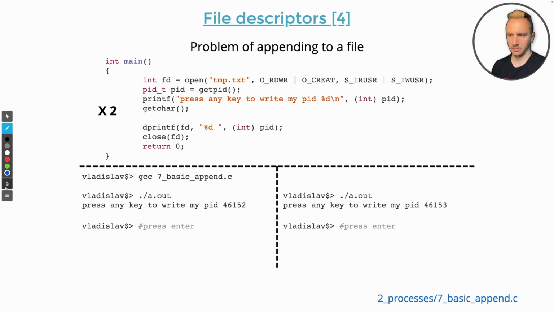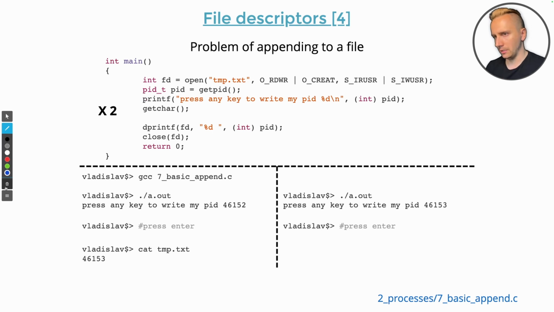Intuitively, I would expect that now the file will contain the numbers 46152 and then 46153, 2 PIDs written with a white space between them. Actually, I will only see the second one. The problem is that when you open a file, you will open it from the first position, from the beginning of the file. So if the file already has something, you will just overwrite it. You will not automatically write to the end of the file.